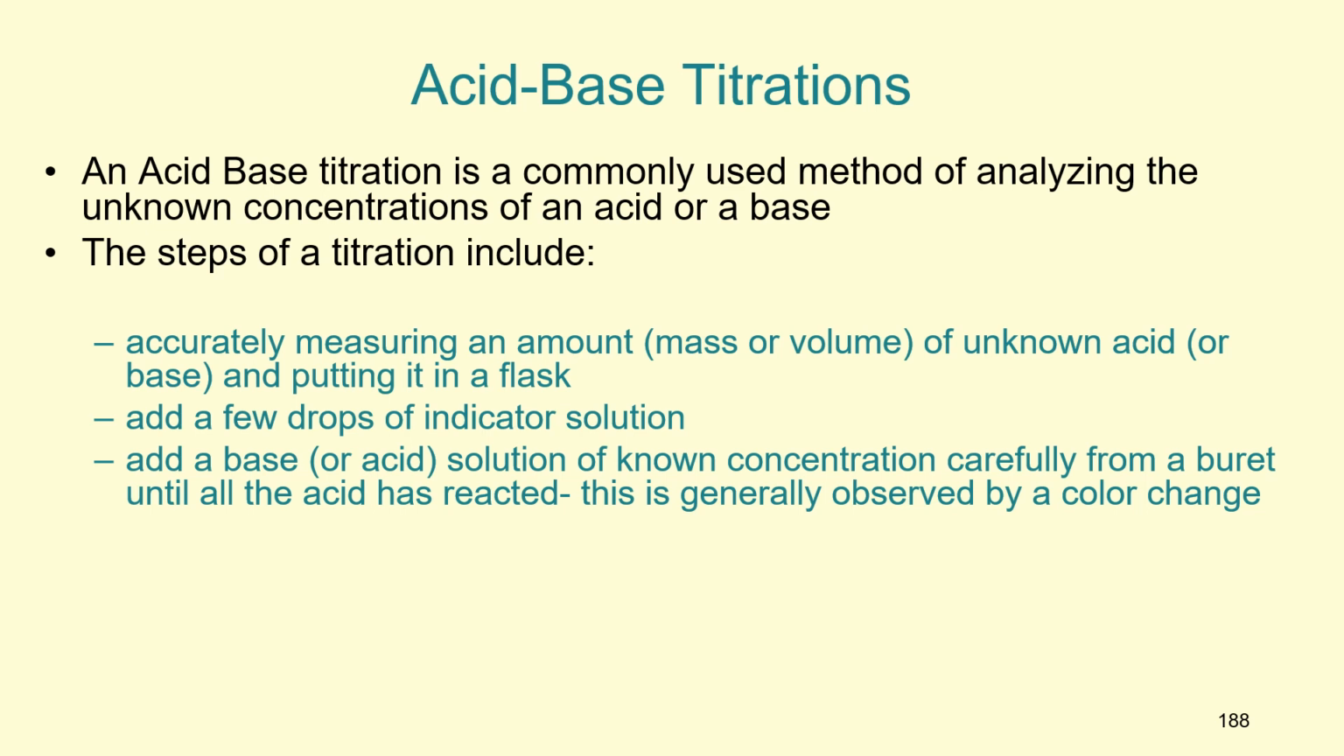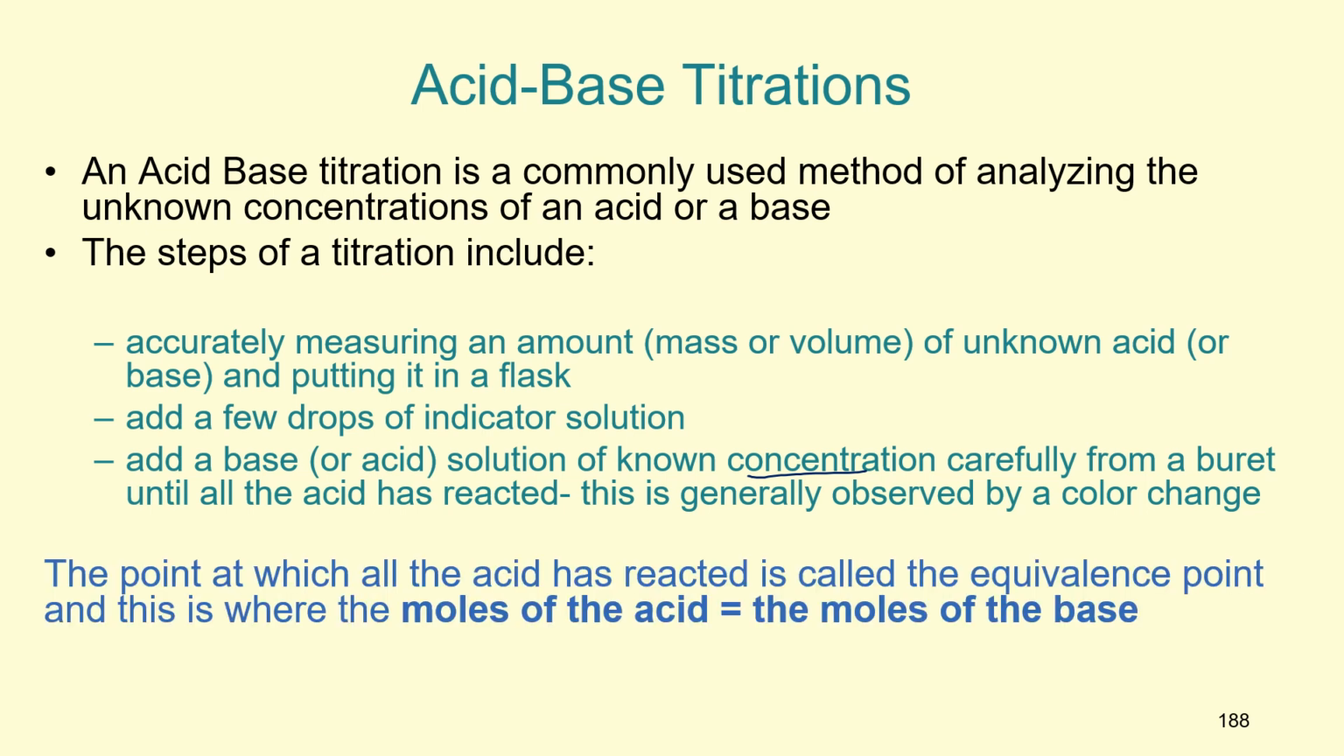For what we add, we want to know the concentration exactly, because we're going to keep adding it until the color changes. So we know exactly our concentration and exactly how much of the base we're adding until we get to the end point, which is when the color change happens. At the end point the amount of acid equals the amount of base. The point where all the acid has reacted is called the equivalence point, where moles of acid equal moles of base. So we're able to do calculations.